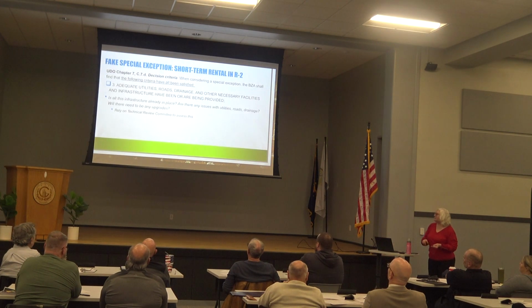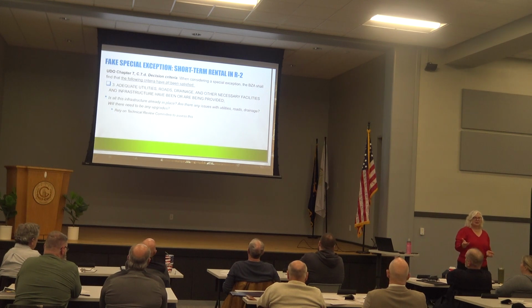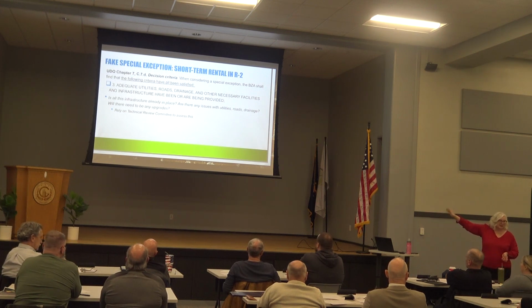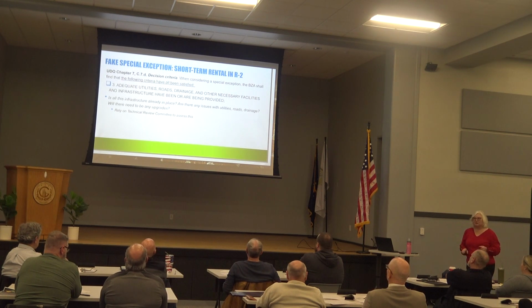The third one asked, are there adequate utilities, roads, drainage, and other necessary facilities and infrastructure? So, about the only weird one I could think about is if something like this was still on an old septic system, or if there were issues with fire code by this becoming an Airbnb. But again, who are you going to look to for a recommendation on that? The Technical Review Committee is going to be able to tell you if there are any of those issues going on.